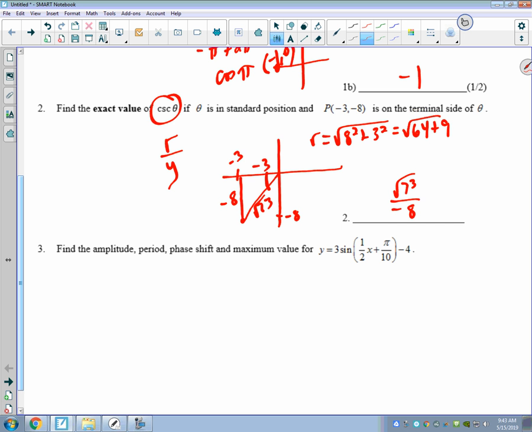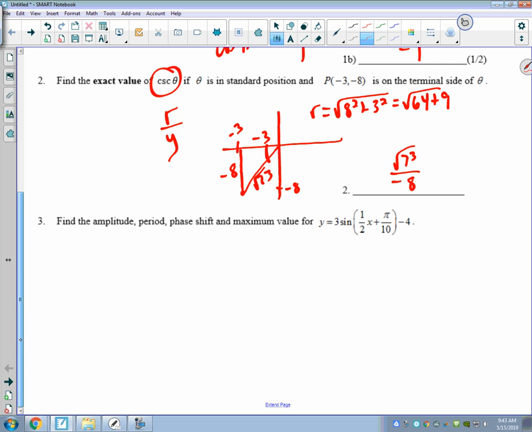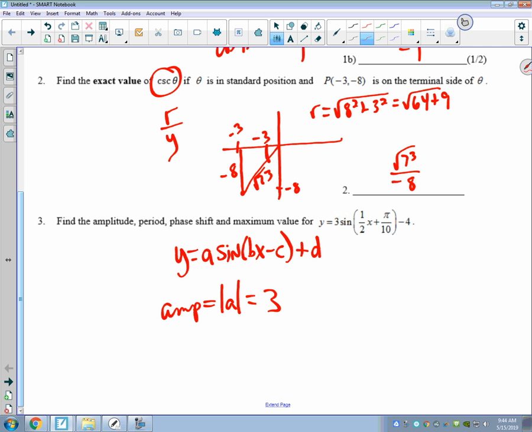Amplitude, period, phase shift, and maximum value. If you remember when we took the test over this, you had to do this and graph it. For this final, you only have to know these formulas. And so if you get your unit 2 packet out, it has the rules for all of this. So like remember, if it's y equals a times the sine of bx minus c plus d. So for amplitude, remember that amplitude is the absolute value of a because it's the distance. So on this one, the amplitude is 3. It's kind of how much it's stretched. The period is 2 pi over b.